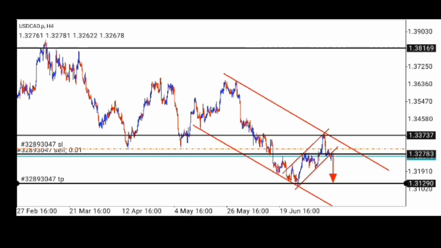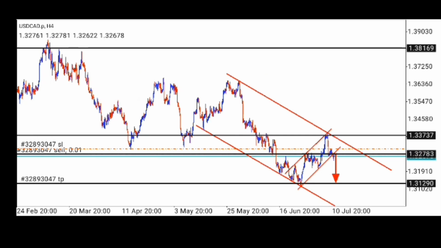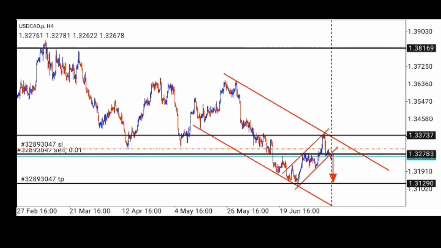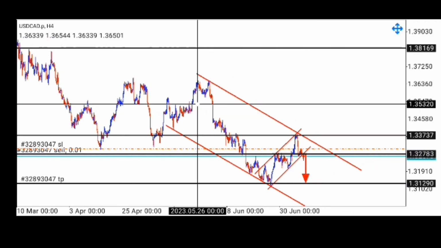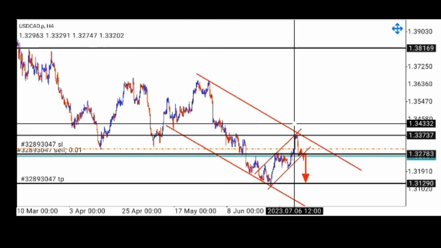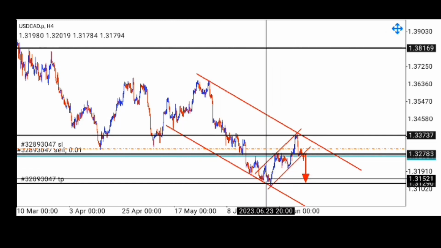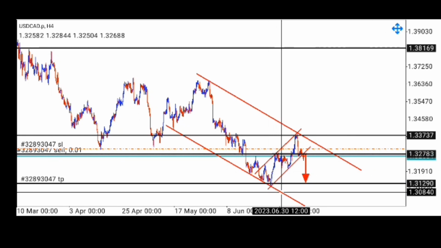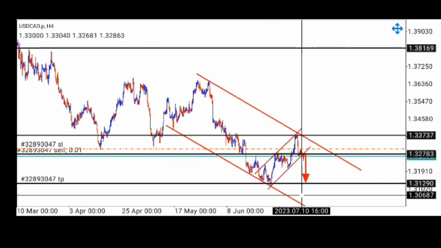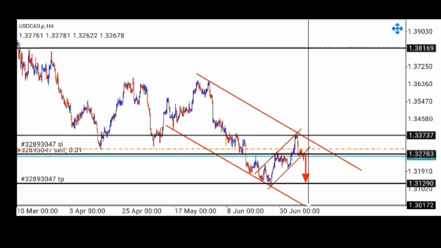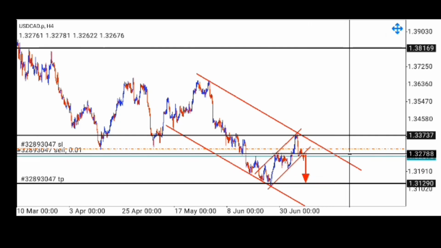On the 4-hour time frame, this is what I saw. I saw that we have a pattern here, and we had a touch here, first touch, we had a second touch here. So we had the first touch here, and then we had another touch here. So personally, I'm expecting to see the market push down one more time before it comes to break out at the third touch.